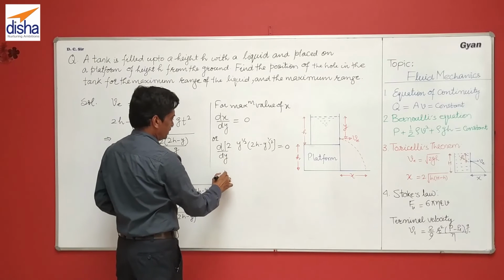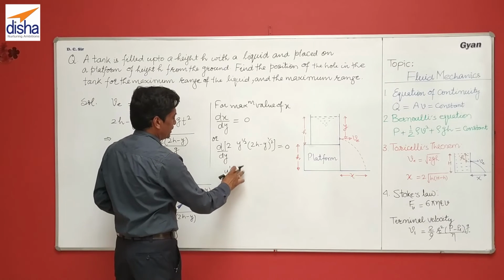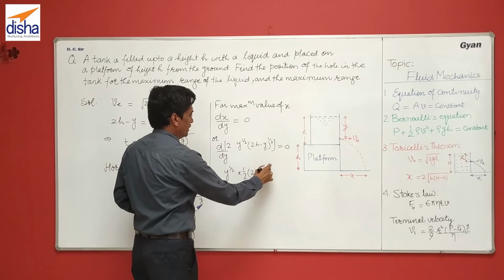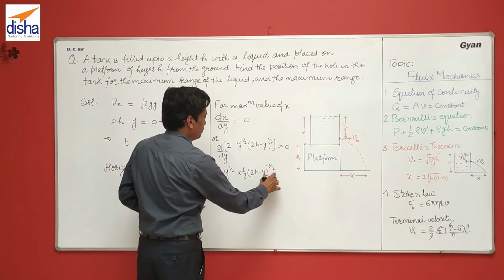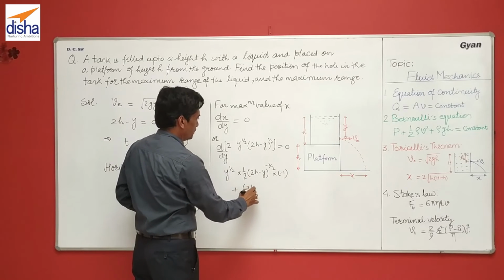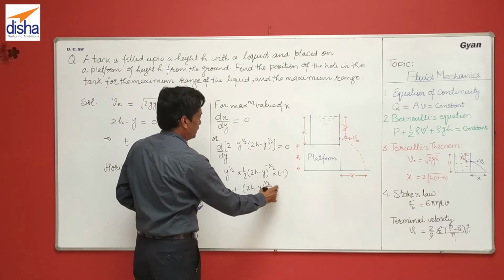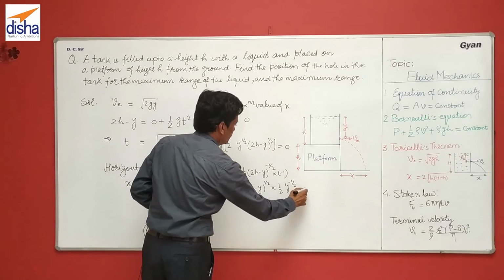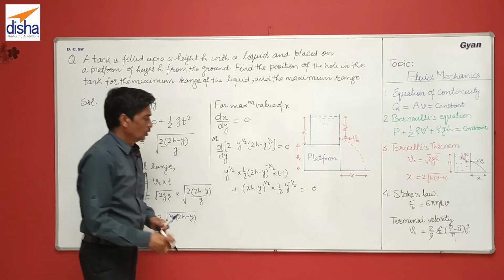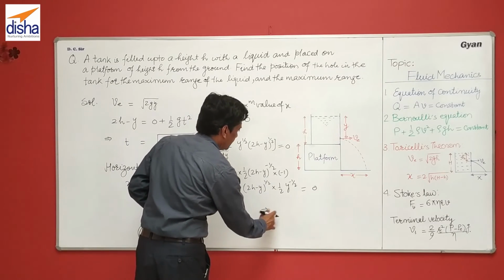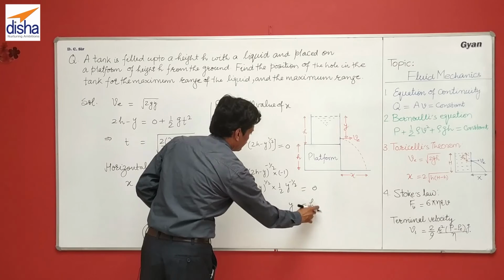So first function times the differentiation of the second, that equals half into (2h minus y) to the power minus half into minus 1, plus the second function, (2h minus y) to the power half, into half y to the power minus half. This is equal to 0. Okay. On simplifying, we have y is equal to h.